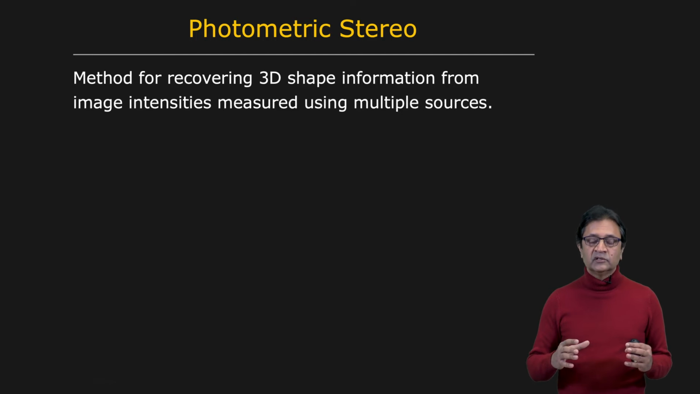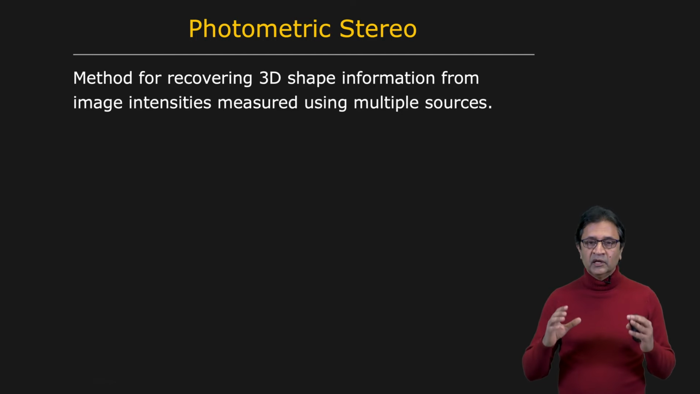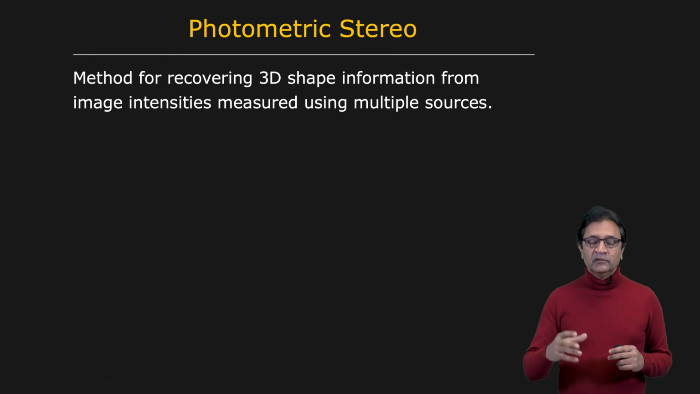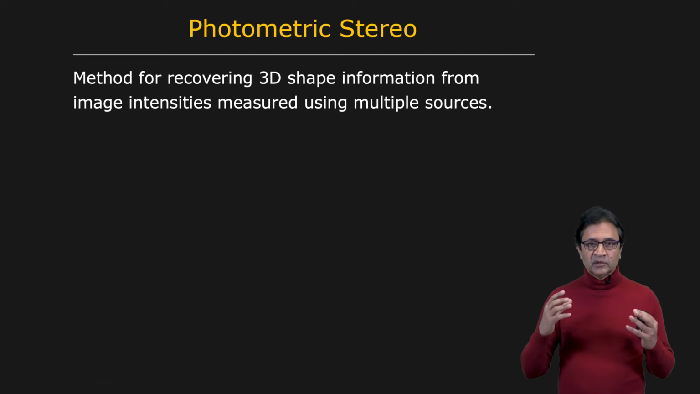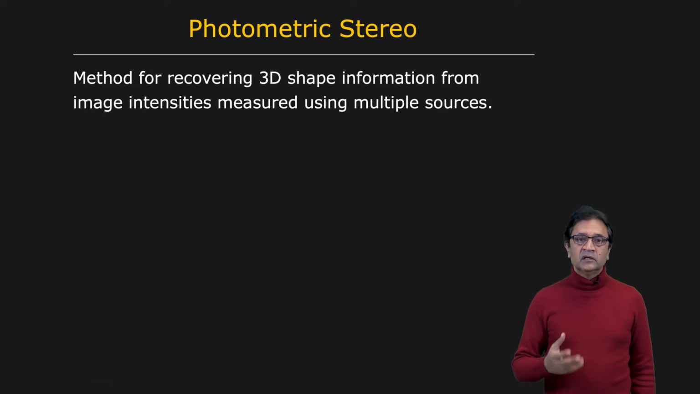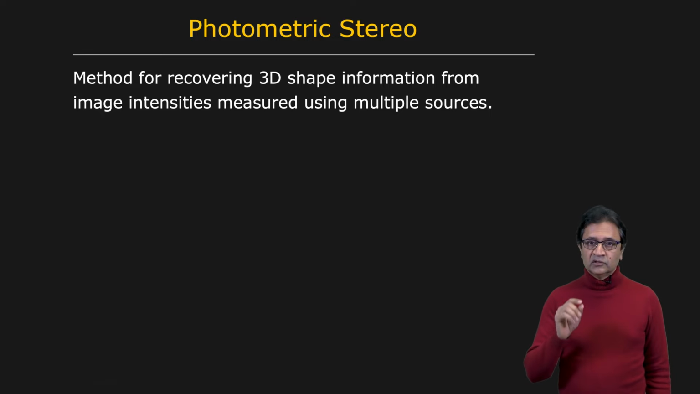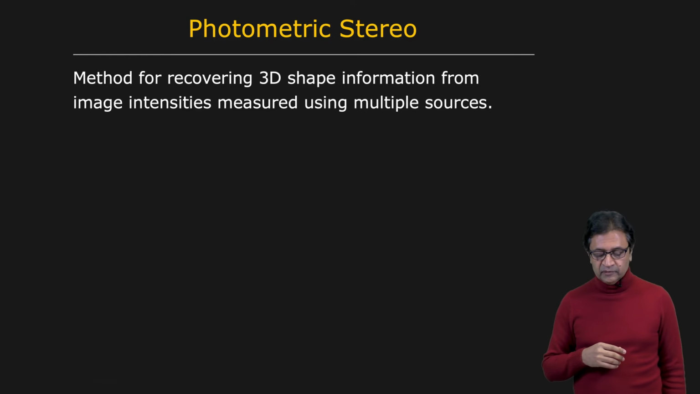Photometric stereo is a way of estimating the surface normal at each point on a surface, given its reflectance properties and given information about the light sources. And it turns out, in order to solve this problem, we need more than one image, more than one light source. So photometric stereo uses multiple light sources, captures multiple images, and then from this stack of images, it's able to compute the surface orientation at each point.